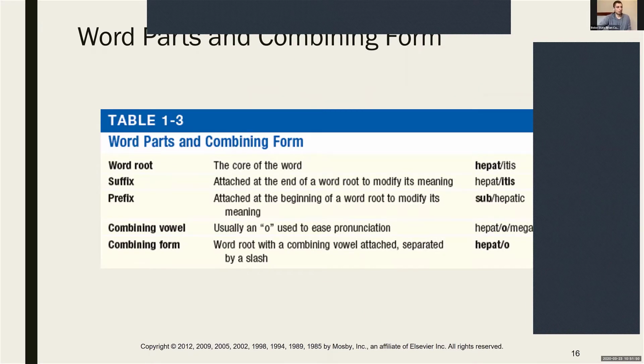This table, table 1.3, talks about word parts and combining forms. This is on page 9 of your textbook, in case you're looking for that. And it just talks about how we use those in order to put them together to form our words.